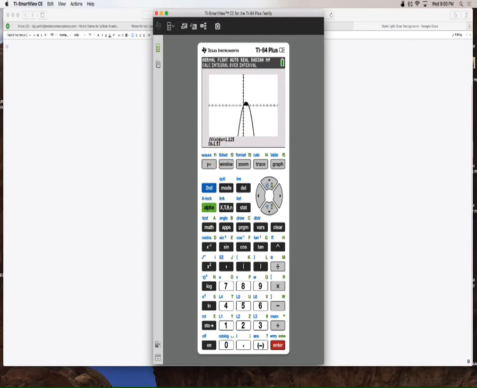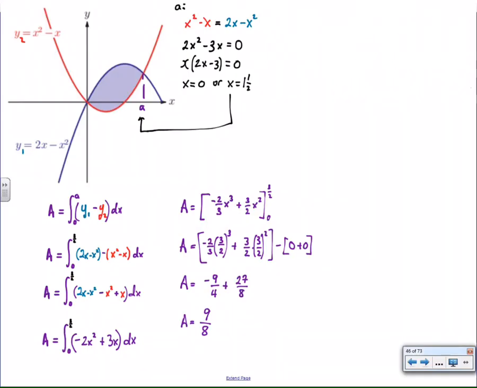So bottom line is, when you're using technology, enter the first curve, the second curve, and then subtract them appropriately. Make sure it's upper minus lower. And then when you go to calculate, you can get the actual value of the integral. This is what you can do to make sure that your pencil and paper work is all accurate.